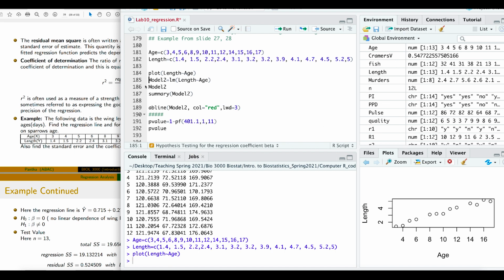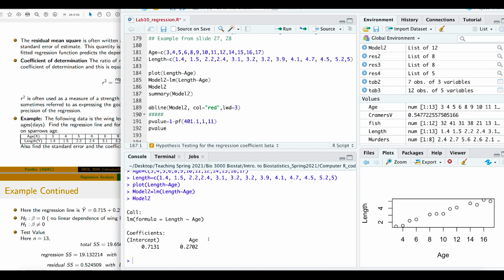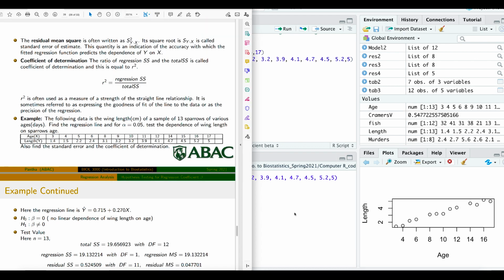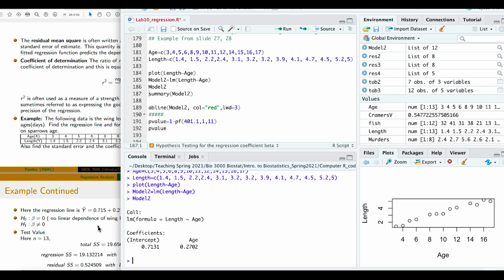So I denoted the model 2 because previously I denoted model 1. No worries. But the main thing is the right side. So LM, first write down Y and then the tilde sign and then X. That's what you do, okay? Because we want to see if the length is depending on the age or not. So in model 2, we got the age coefficient as 0.27. That is the regression coefficient, the value of B. And the intercept is the value of A. You see that? Y hat equals A plus BX. That's what we got.